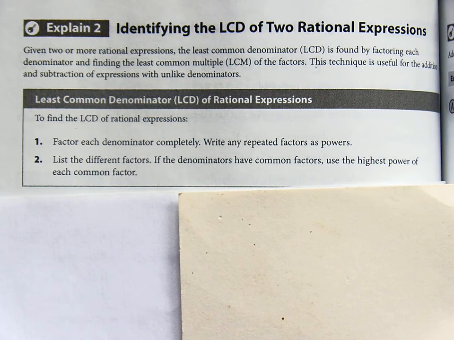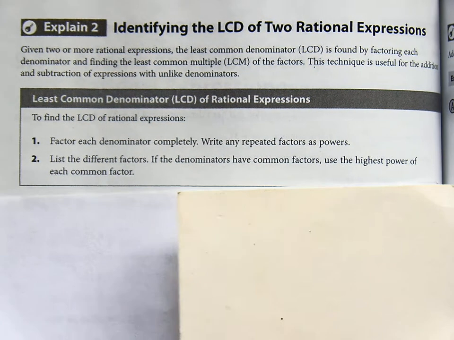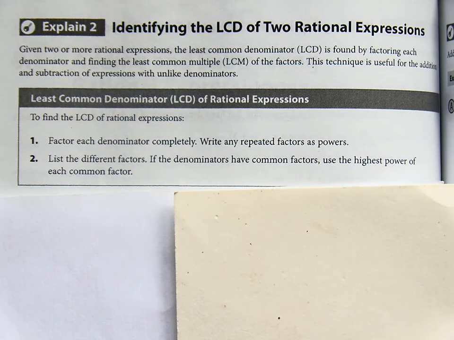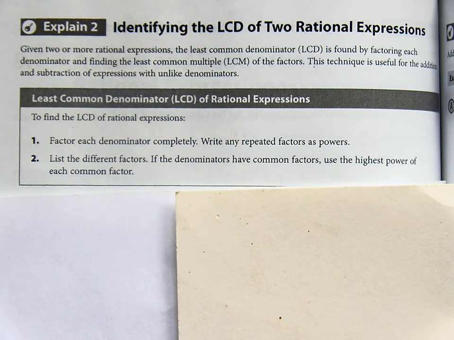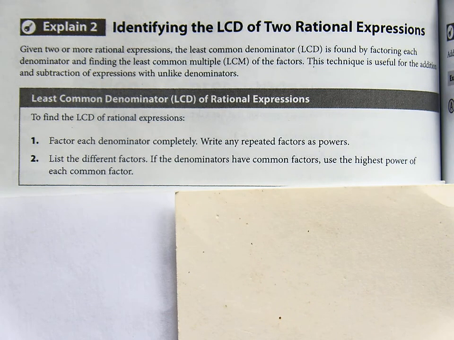Okay, so Algebra 2, Module 9, Lesson 1, Explain 2, identifying the lowest common denominator of two rational expressions. Given two or more rational expressions, the least common denominator is found by factoring each denominator and then finding the least common multiple of the factors. This technique is useful for the addition and subtraction of expressions with unlike denominators.